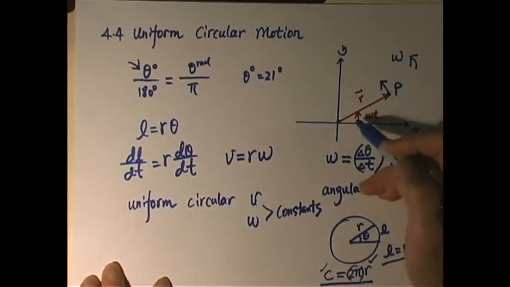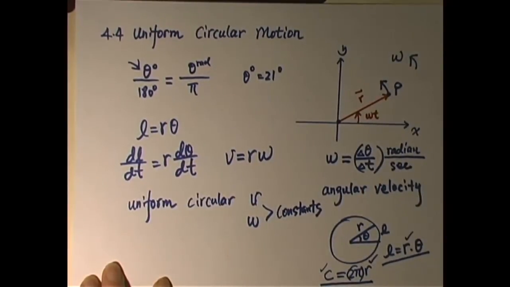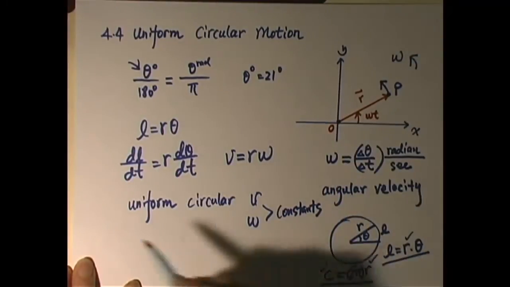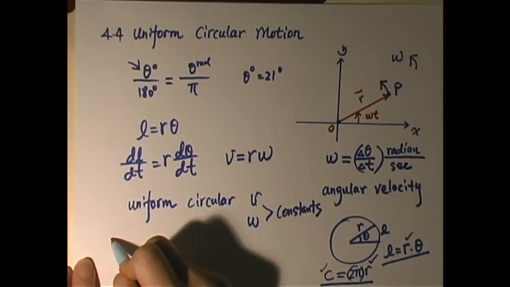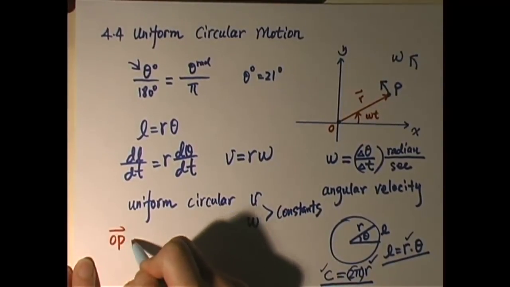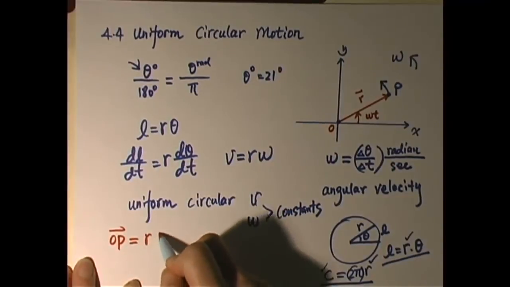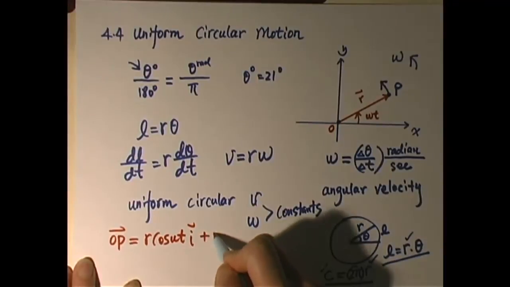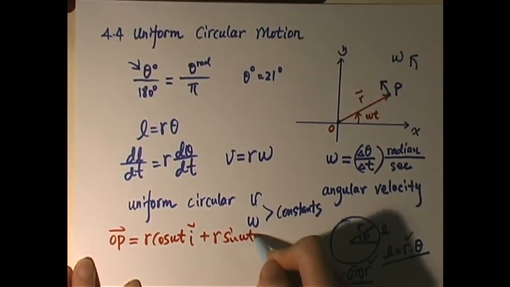So the angle here, counterclockwise, equals omega times t. So at any time, the position of particle P, since the distance is r away from the origin, this is always the origin, the position vector OP can be expressed as r cosine(omega t) i plus r sine(omega t) j.